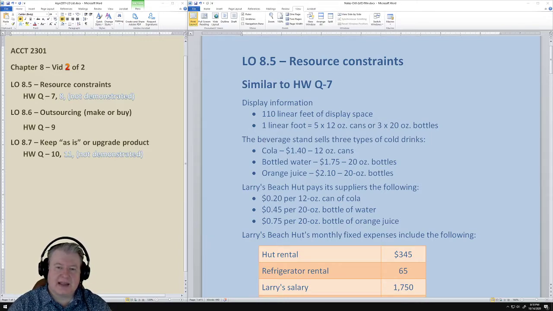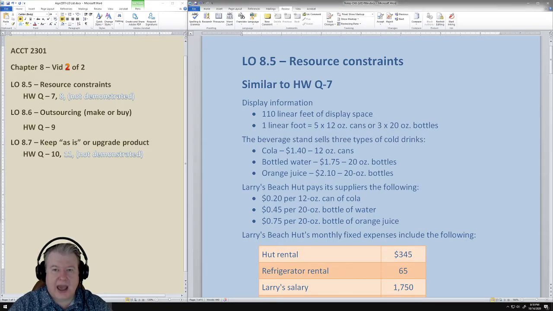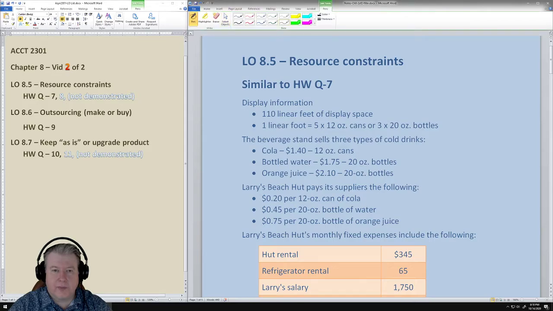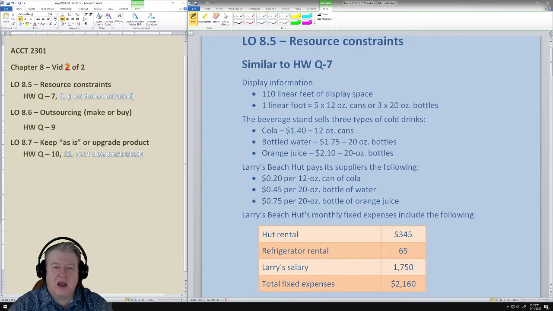Okay. So let's take a look at this first thing here. Now, in a resource constraint situation, we first want to, let's take a look at some of the information given. Essentially, we're told that we have a certain amount of display space on which we put a bunch of different types of drinks, and we want to know which combination of drinks, cola, bottled water, and orange juice, is going to give us the most money.